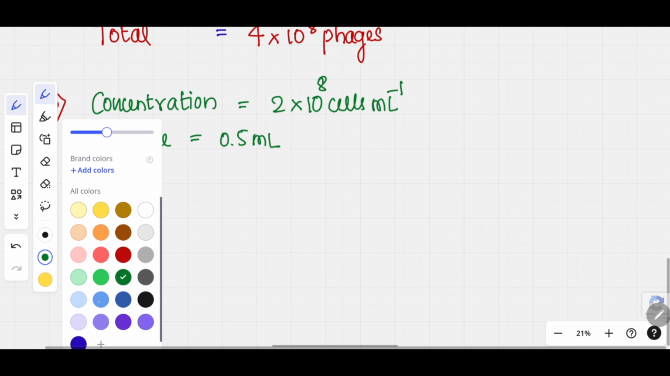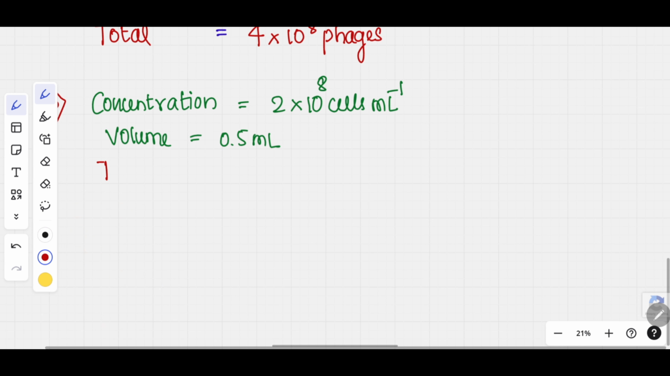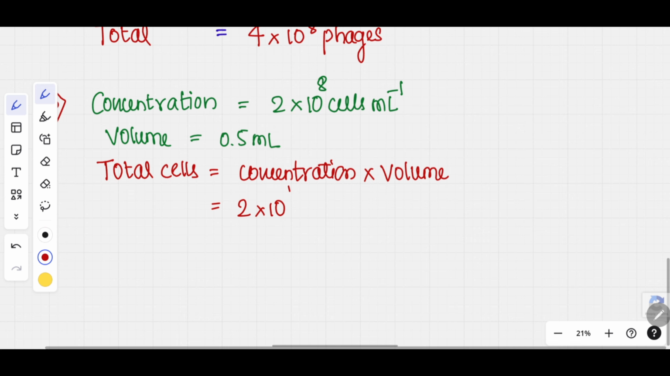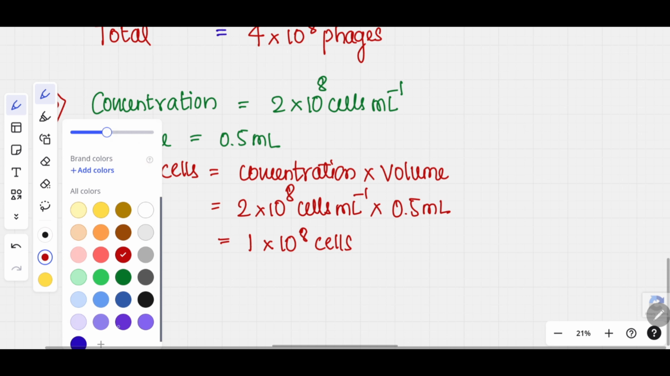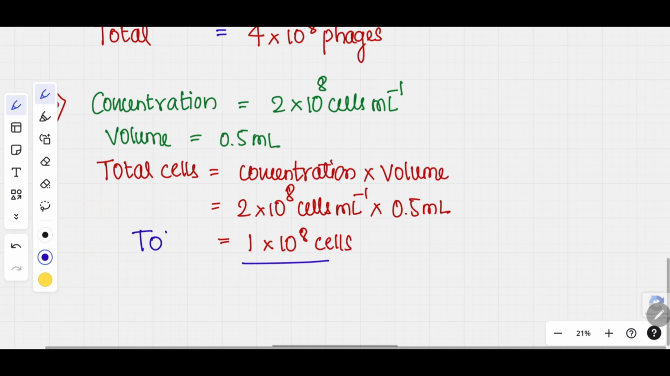Same as the previous one. What is the total cells? Total cells is nothing but concentration into volume. So 2 into 10 to the power of 8 cells per ml into 0.5 ml is nothing but 1 into 10 to the power of 8 cells. Okay, so this is the total number of cells.